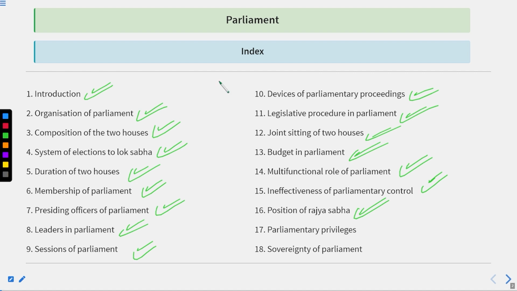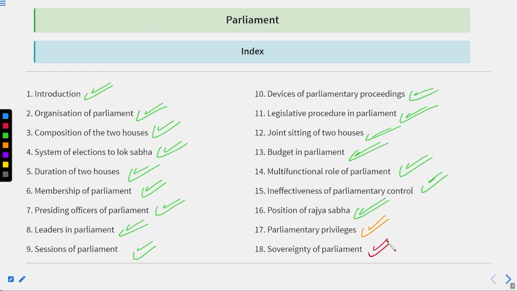Got it? The topic we have been discussing is parliamentary privileges. And the topic that we are left with is the sovereignty of the parliament. So this is the picture that we have created so far. In this lecture, we will start from where we left off in the previous one.